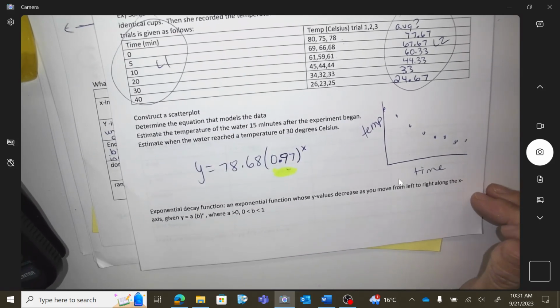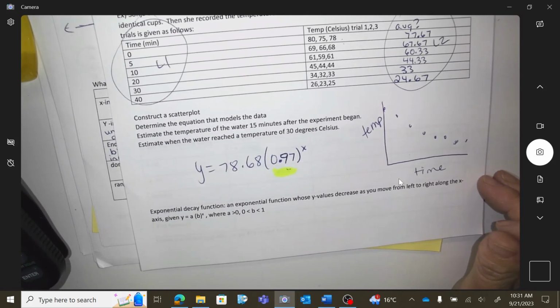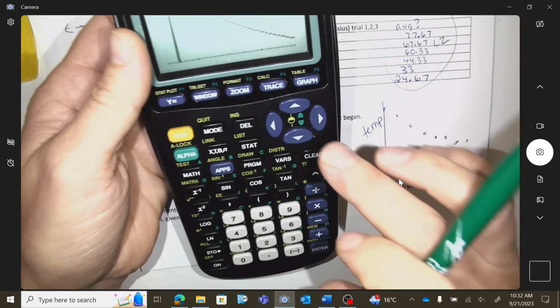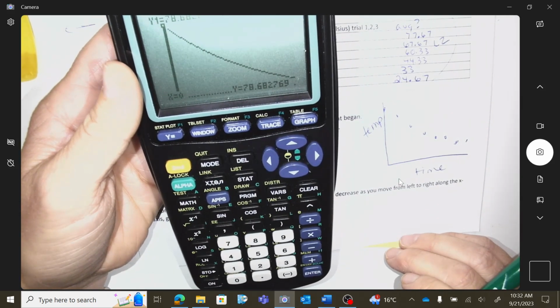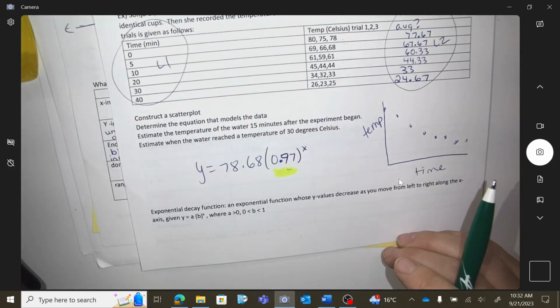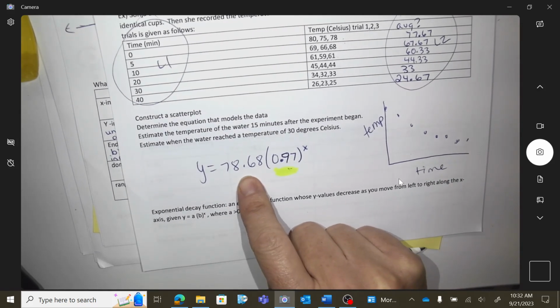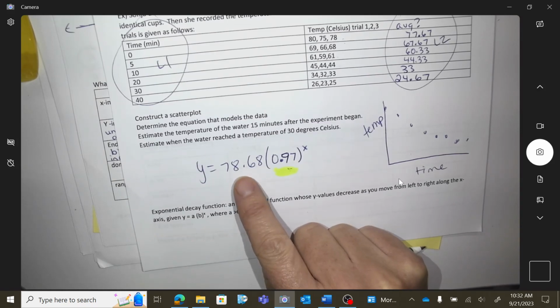What if I asked you the temperature of the water at the start of the experiment? What would you do? Trace 0. 78.68. Where did that come from? 78.68 was the starting temperature of the water, right?